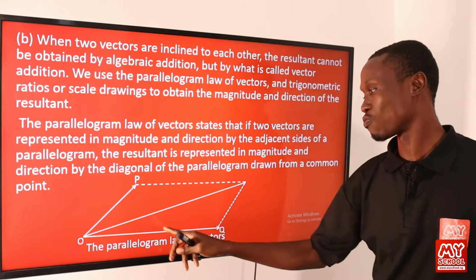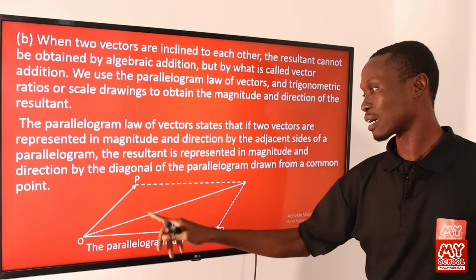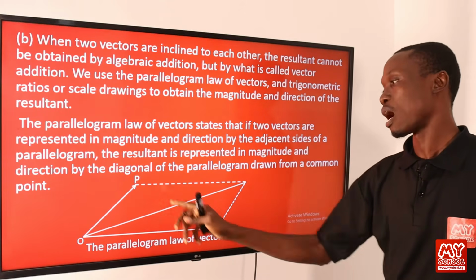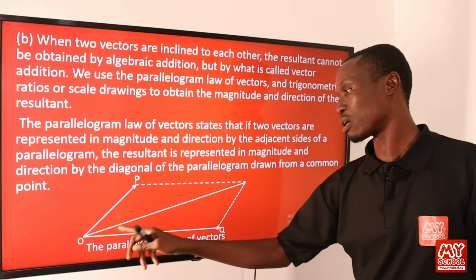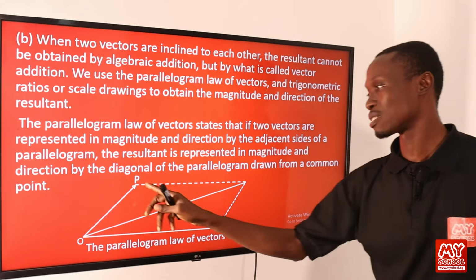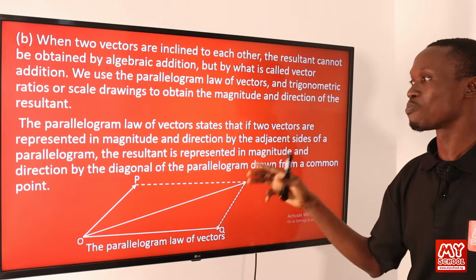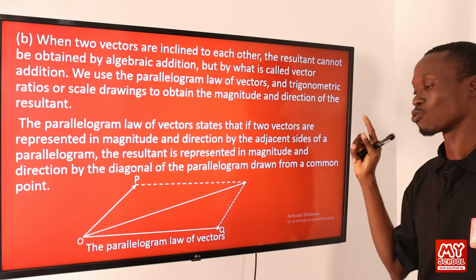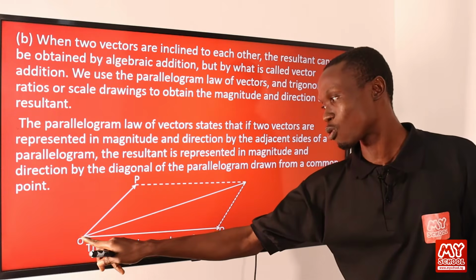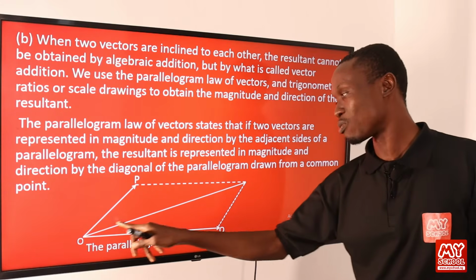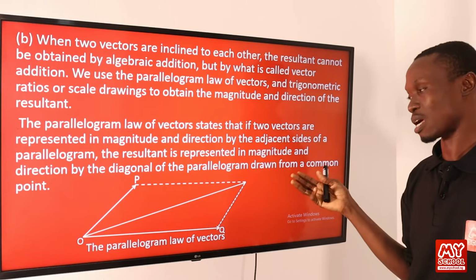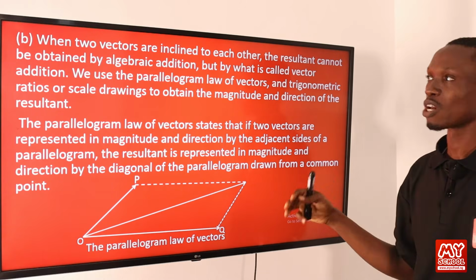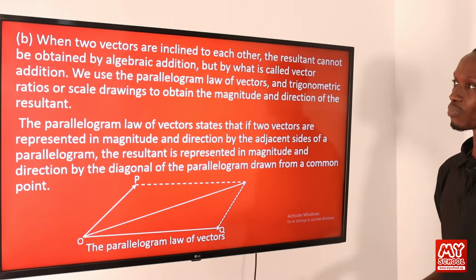Okay, so these are the two vectors, and the two vectors are inclined at an angle, right? And these two vectors are actually the sides of a parallelogram. So the sides of a parallelogram represent the magnitude and direction of the two vectors, while the diagonal drawn from the common point, which is point O here, represents the resultant of the two vectors. So let's move to the next slide.